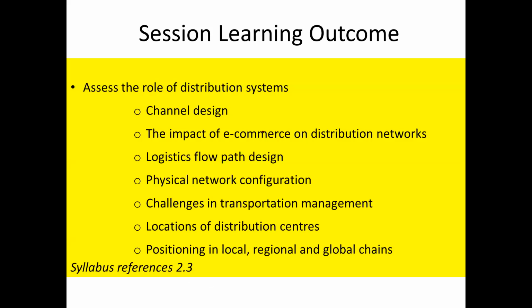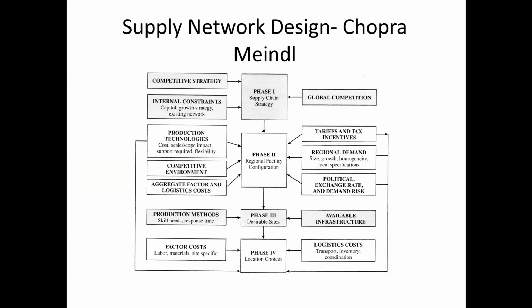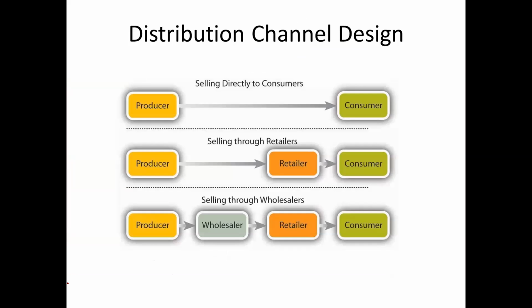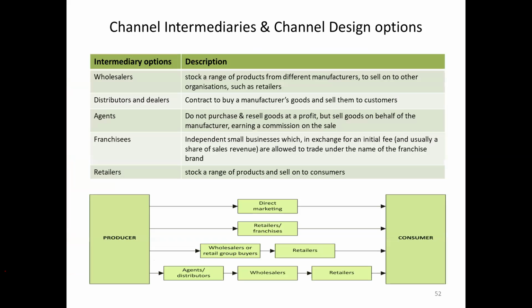Distribution, channel design. Well, Chopra and Mendel talk about setting your strategy, then looking at configuration, looking at your sites and picking your locations. The study guide doesn't really use that particularly. So distribution can be direct or through intermediaries such as wholesalers, retailers. So it can be B2C, it can be B2B, various distribution channels. There's the same sort of diagram, direct or through intermediaries, agents, wholesalers, retailers.